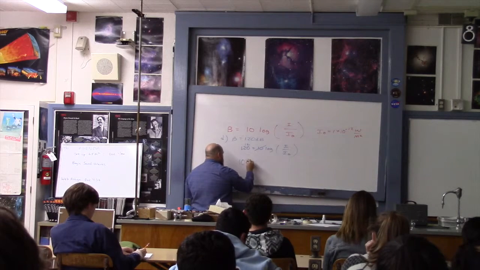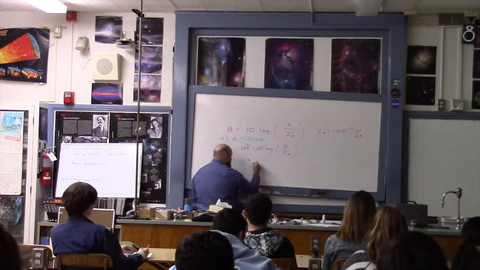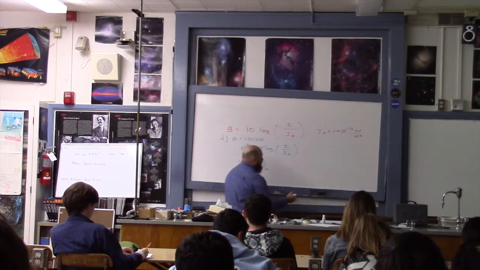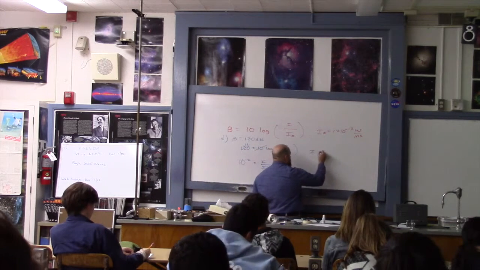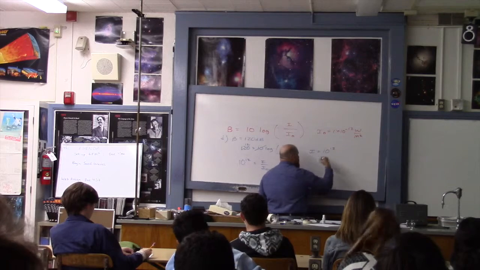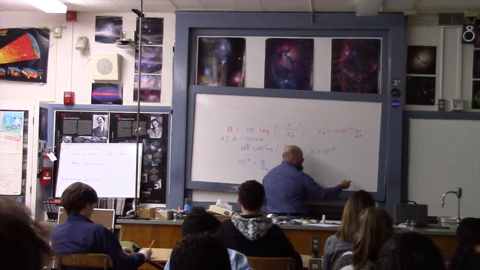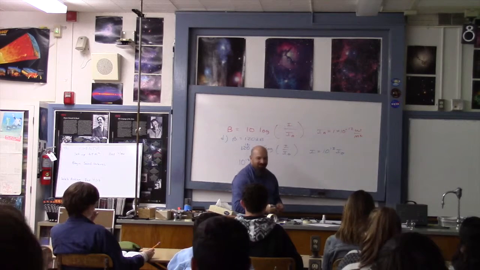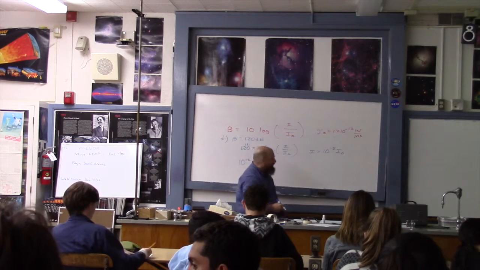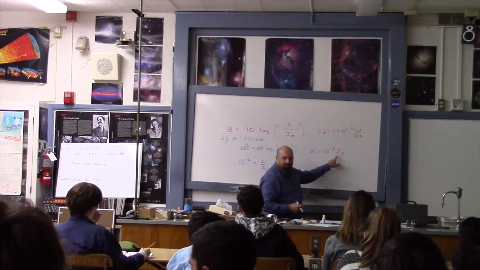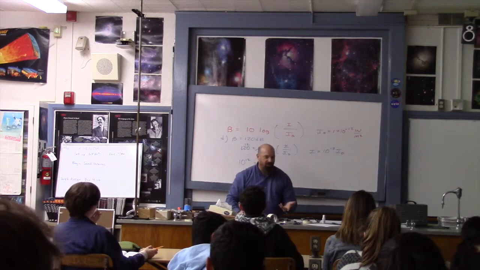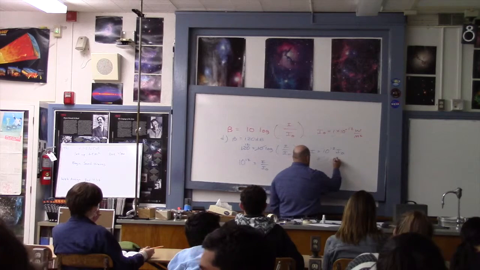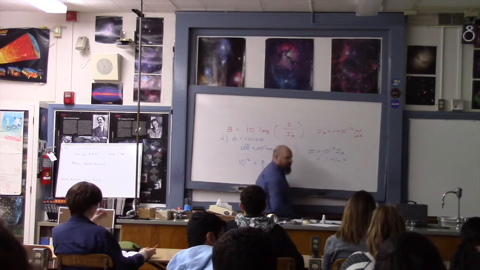Okay, go to exponential form. So 10 to the 12, which is a trillion, equals then I over I naught. Solve for I by cross multiplying. So the intensity of the sound is a trillion, 10 to the 12, multiplied by I naught, which is a trillionth, 10 to the minus 12. So if you multiply 10 to the 12 times 10 to the minus 12, what do you get? 1, which is 10 to the 0. This is 1 watt per meter squared. This is the threshold of pain.